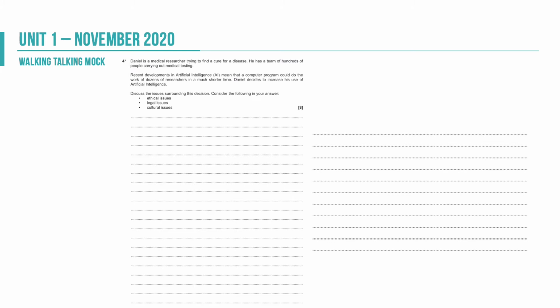It needs to be a balanced argument. It says discuss the issues. We can't put all advantages and we can't put all negatives. Again, think about how you're going to lay out your answer. You want to make it really clear to the examiner that you've got an ethical paragraph, a legal paragraph, and a cultural paragraph. You could also use the back of the exam paper to just do a very quick essay plan for this answer.